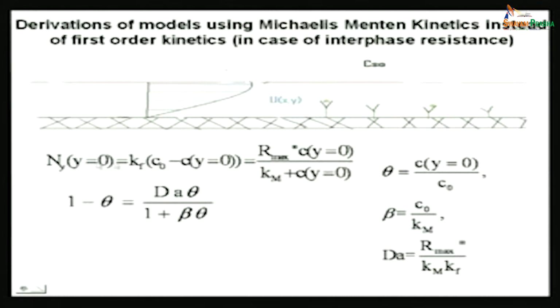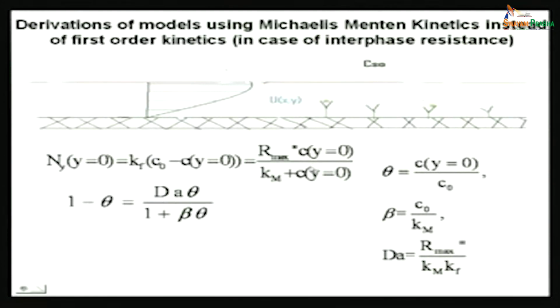What have I done? Only this part of the equation, this part over here, is the one that I make dimensionless. So, Kf times C naught minus C equals R max C over Km plus C. If you take Kf to the right hand side, you get R max over Kf, and remember R max over Kf is this side here. So, this side gives you 1. Divide both sides of the equation by C naught. So, this will give you 1 minus theta.